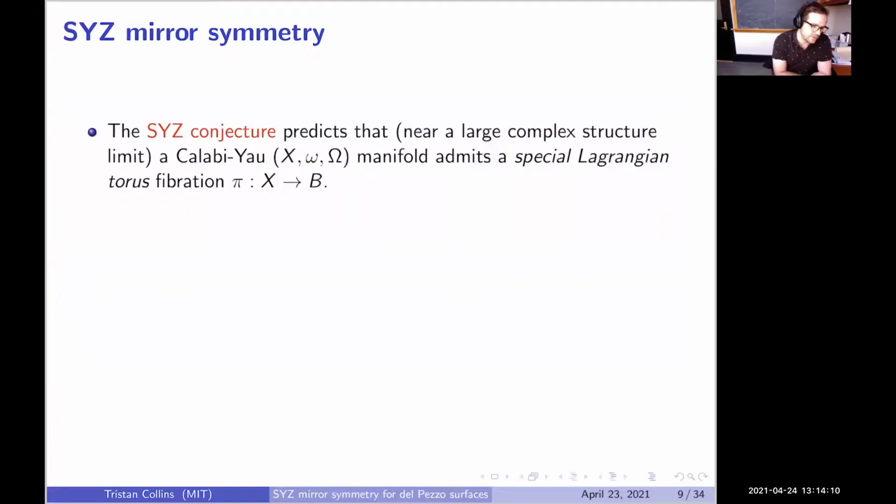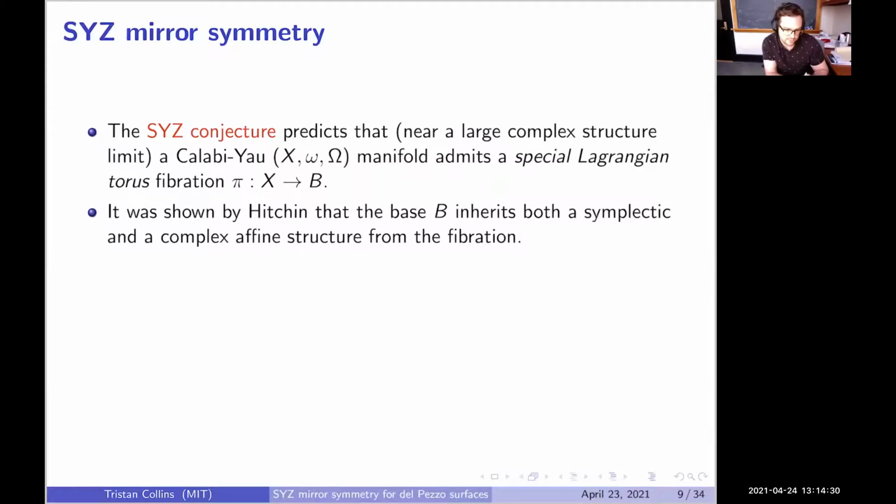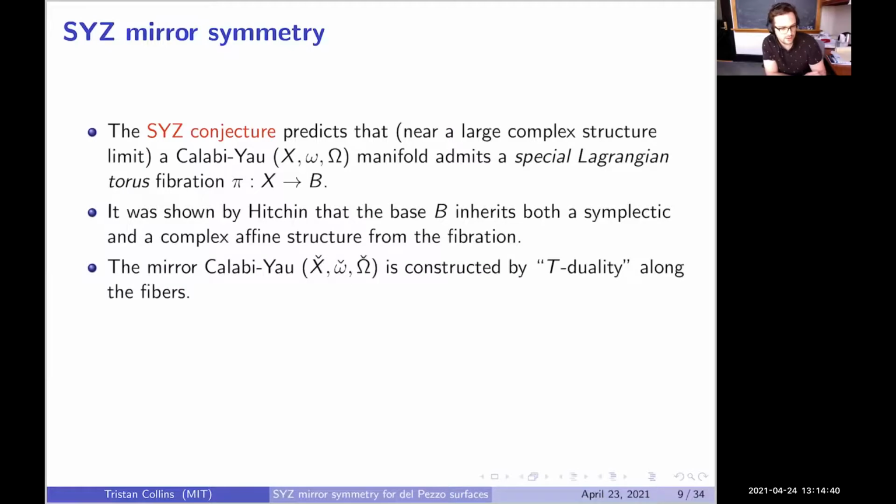Okay, so what is SYZ mirror symmetry? SYZ predicts that near sufficiently degenerate complex structure, so near some sort of large complex structure limit, a Calabi-Yau manifold should admit a special Lagrangian torus fibration onto a base B. And by work of Hitchin, this base B inherits two different affine structures from this fibration, a complex affine structure and a symplectic affine structure. Then the SYZ conjecture says that you should be able to construct the mirror pair by taking each torus and replacing it by its dual torus. And then that's supposed to compactify to another compact Calabi-Yau or just another Calabi-Yau manifold.